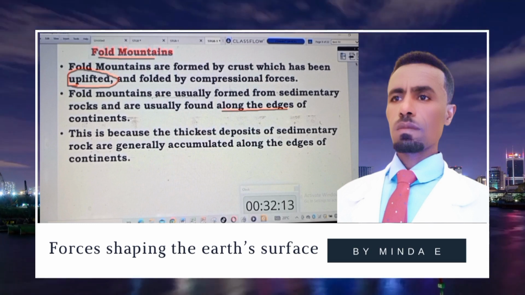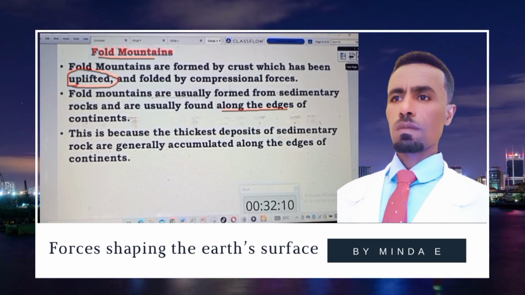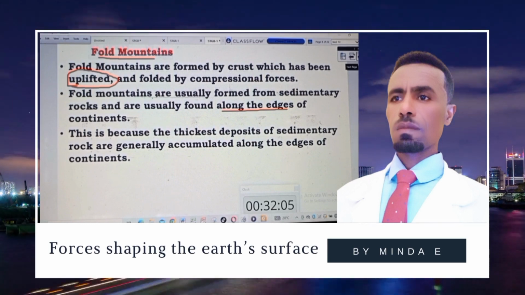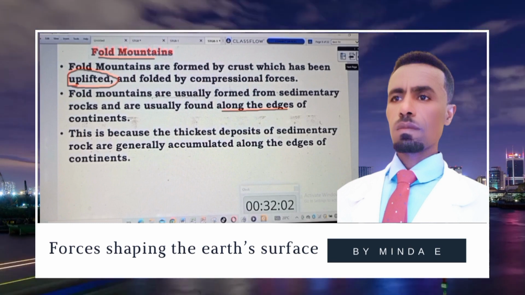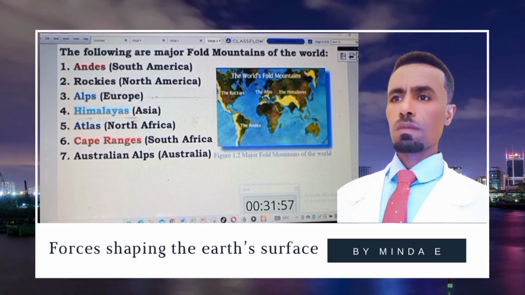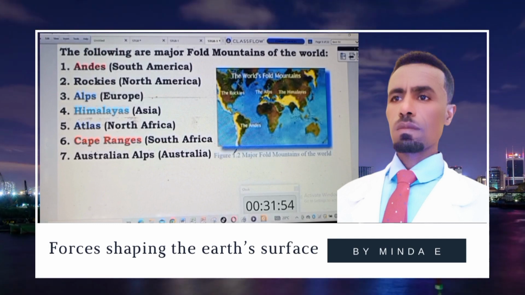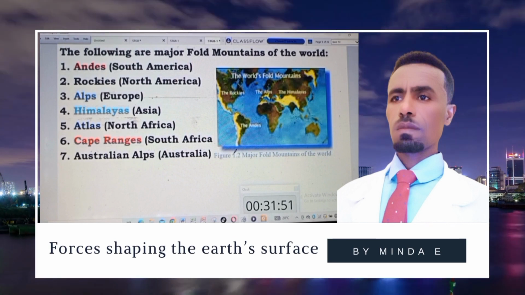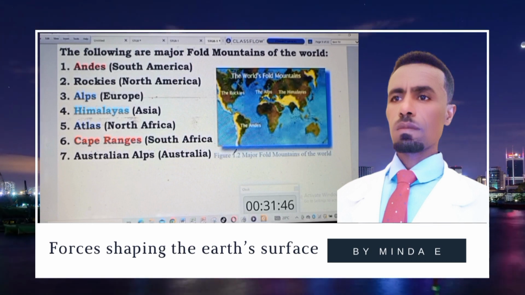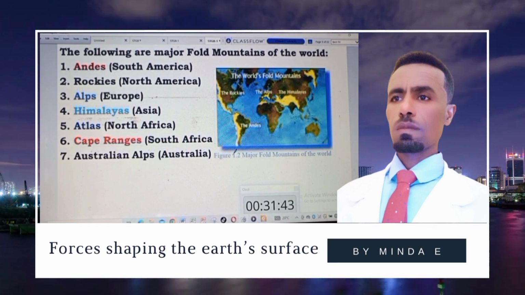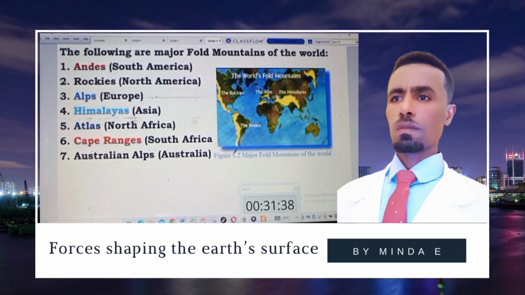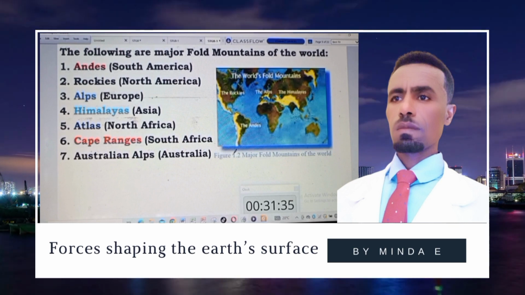This type of rocks are found along the edge of continents, and the fold mountains are also found along the edge of continents. There are many fold mountains in the world. Actually, they are divided into two: what we call young fold mountains and old fold mountains.